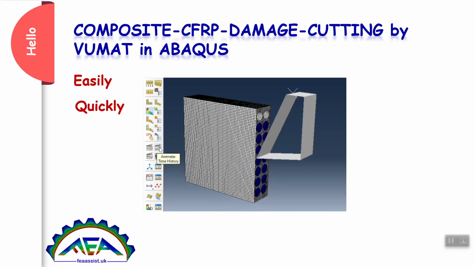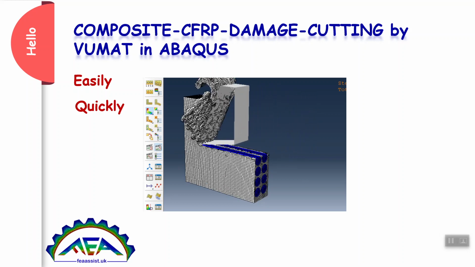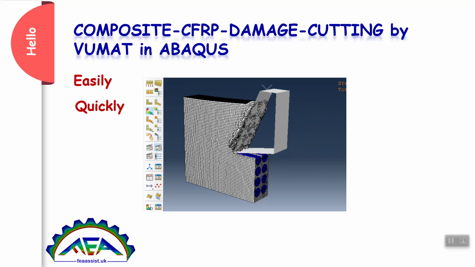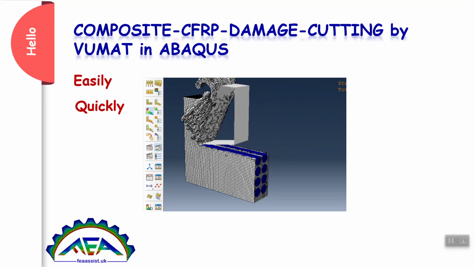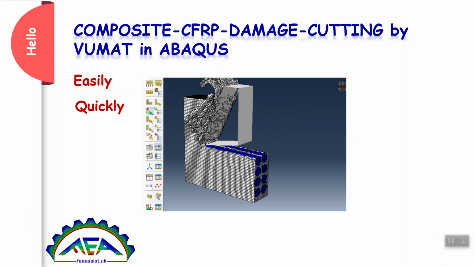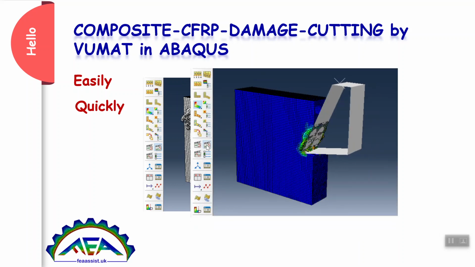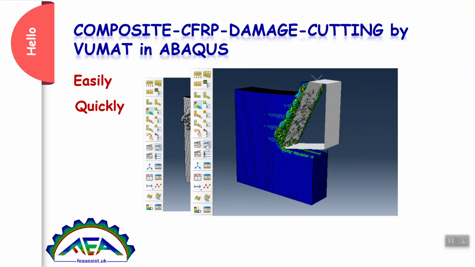The first solution is micro. In micro solution, the fibers and matrix are defined separately. You can see the cutting process here. The fibers are oriented in 0 degree in this example. Or here you can see the strain in the elements and the chip formation.